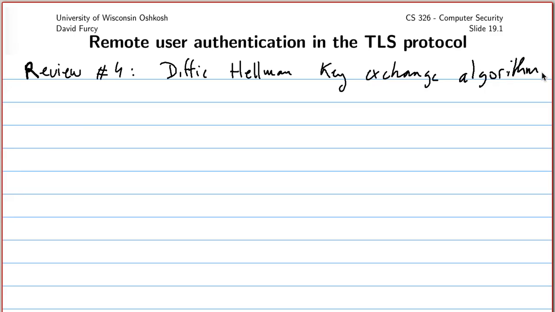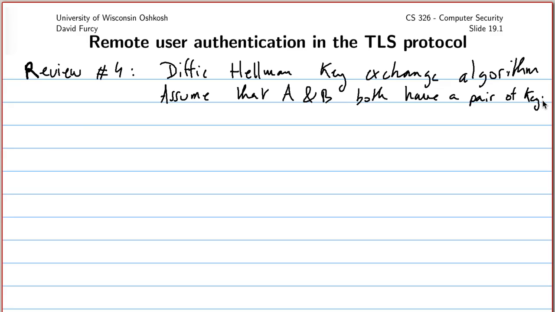Now remember that this is an example. In fact, this is the original public key crypto system proposed in the mid-70s. And because it's a public key crypto system, we're going to assume that the two parties, we're going to call them Alice and Bob as usual, they both have a pair of keys. So for Alice, this is going to be a public key and a private key. And similarly for Bob, he will have a public key and a private key.